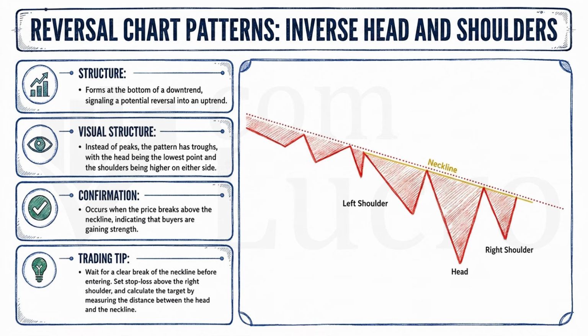Now let us look at the inverse head and shoulders pattern, which works in the opposite direction. This formation usually develops near the bottom of a downtrend and suggests that bearish momentum may be weakening. As the structure develops, sellers gradually lose control, while buyers begin stepping into the market.